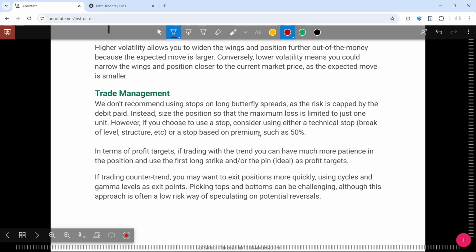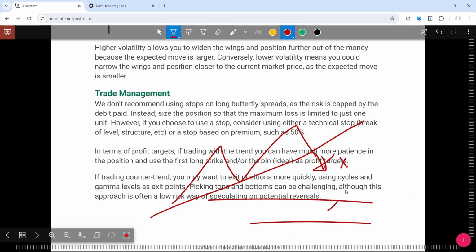You can consider a technical stop, which would be like a stop on a break of a structure. Say you're playing a trend line. If you break below, you can utilize that as a stop. Perhaps stops if you break a major gamma level, previous session's high, previous session's low, etc. This is very situational on what to use for a technical stop, but that is one option.